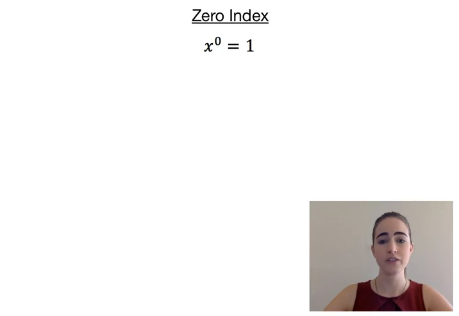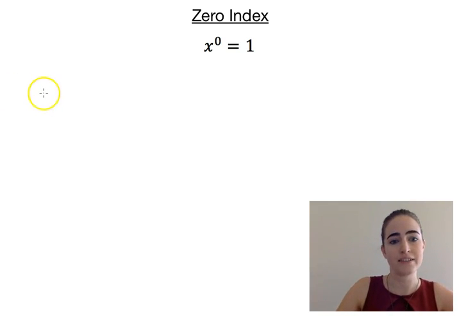In this video, I want to have a look at the zero index. So one of our index laws is that if we have a number or a variable to the power of 0, then that term is equal to 1. So I want to explain this law to you in two different ways. One of them looks at patterns.